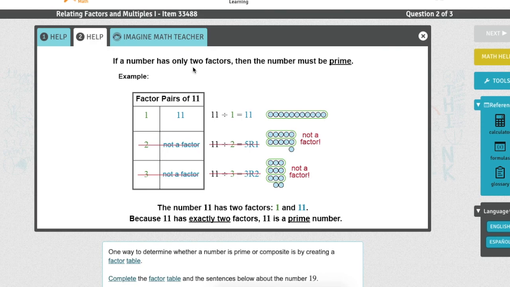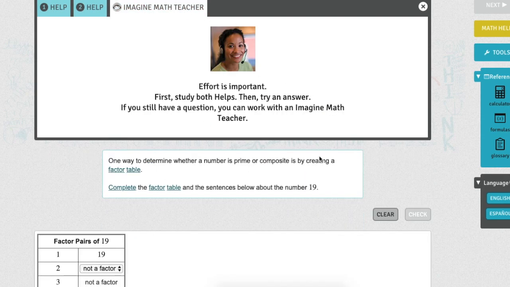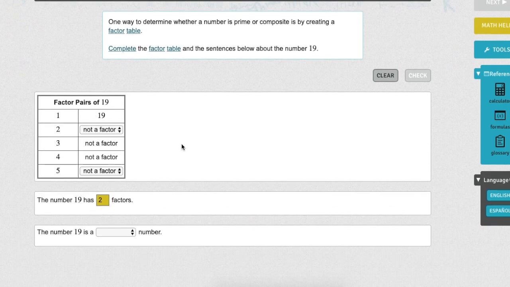If the number has 2 factors, then the number must be prime. So 11 would be another example. 1 times 11. Okay. 2 times nothing. 3 times nothing. Okay. The closer you get to the number, the less likely you're going to find a number that it is equal to as well. Okay. And if you've tried and you've actually pressed the check button and you're still not getting it, you can always use the teacher. But try first and then you can use the teacher.